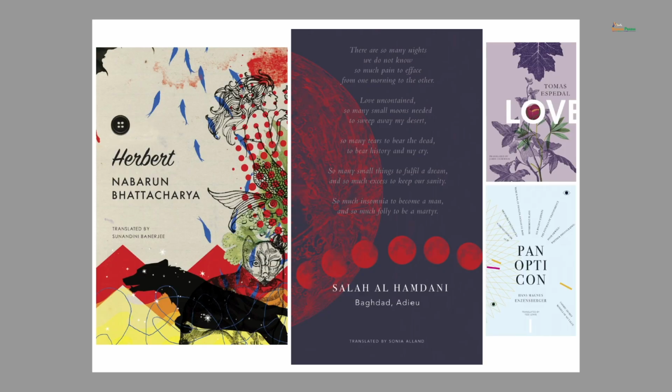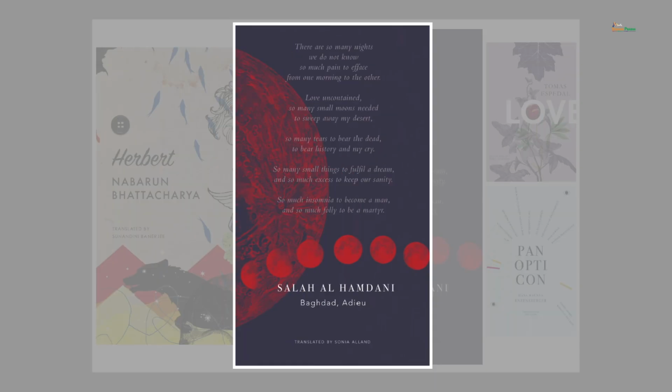On the second one, on the second central purple book cover, it is a book of poems by a gentleman called Salah al-Hamdani. The book is called Baghdad Adieu. Salah is not very well known throughout the world, especially in English translation. So I wanted to put in fact a poem on the cover itself to tempt people into opening the book and reading more. But if I had that poem on the cover in white, in the same white that I have used for the author's name and title, it would distract from the title.